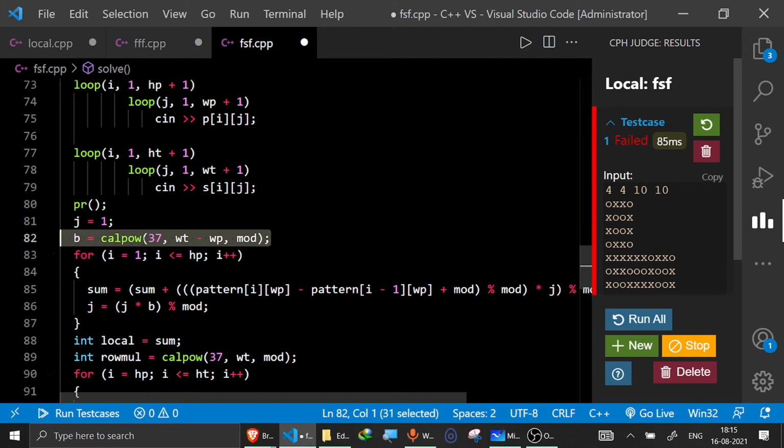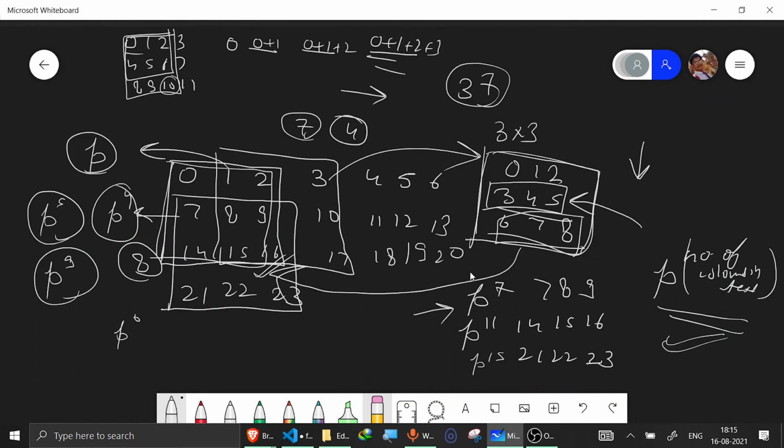So here we have this B. Okay, so now let me tell you this. So basically here you move from p raised to the power 0 to p raised to the power 4, from p raised to the power 4 to p raised to the power 8. So how does this p raised to the power 4 come? This basically comes from the number of columns in the text matrix, which was 7, minus the number of columns in the pattern matrix, which was 3. So this comes out to be 4, and this could be easily seen by just scribbling a bit on paper.